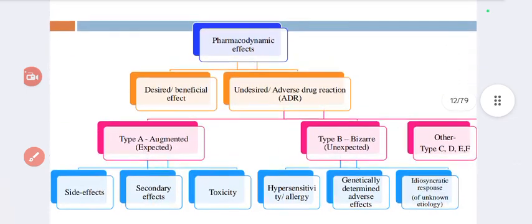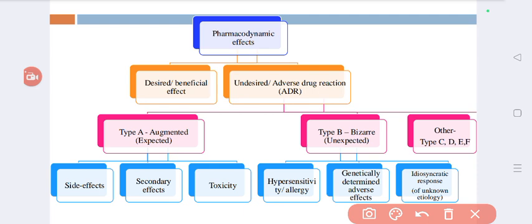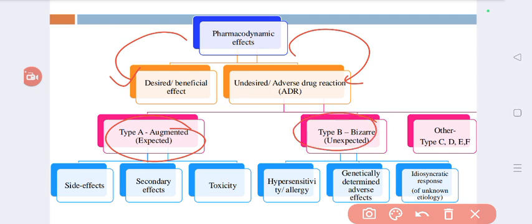Okay. Now, pharmacodynamic effect that we have discussed is either desired, or we can say beneficial, or it is undesired, an adverse drug reaction. So we are concentrating on adverse drug reactions. They are classified into type A. Type A is augmented type of reaction, extension of the pharmacological action of a drug. It is also called the expected type of adverse drug reaction. Type B is a bizarre type of reaction. It is totally unexpected.